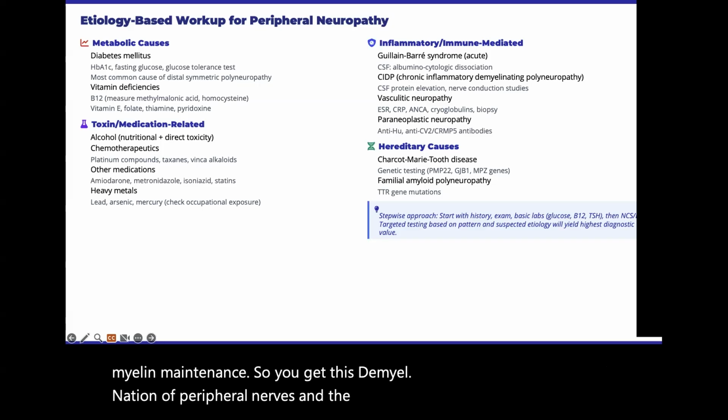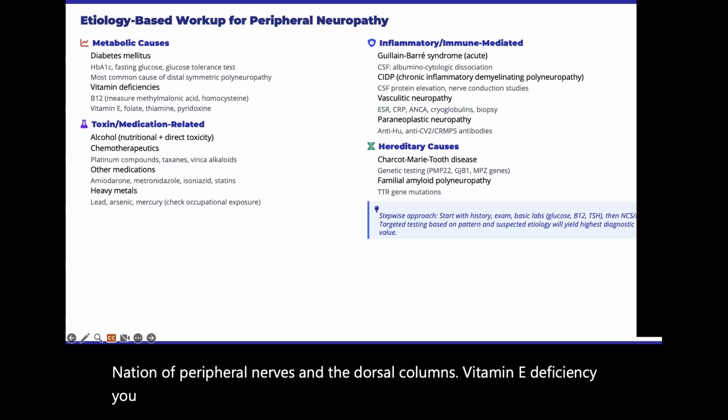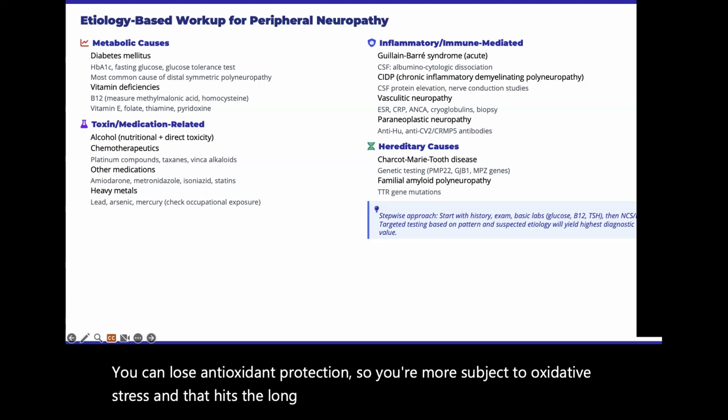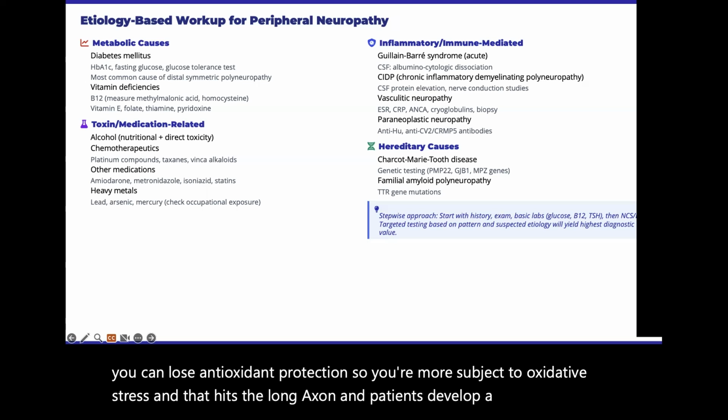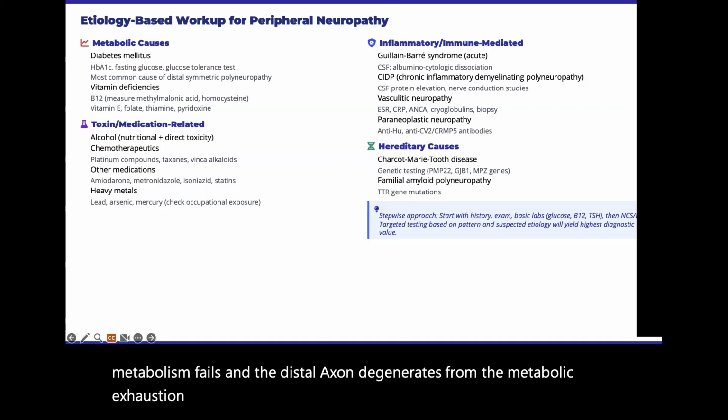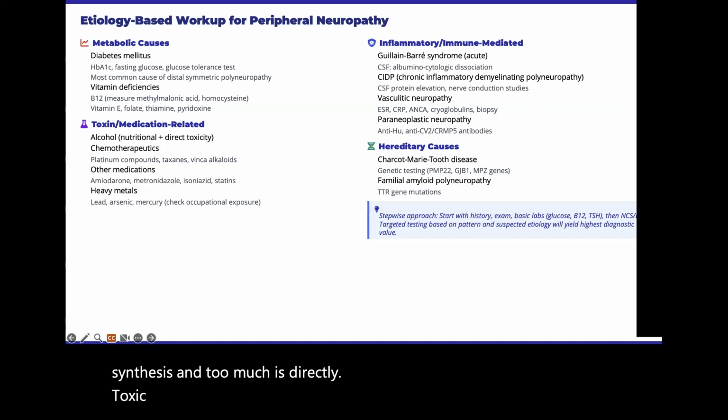Vitamin E deficiency, you can lose antioxidant protection, so you're more subject to oxidative stress, and that hits the long axon, and patients develop a sensory ataxic neuropathy. You could be folate and thiamine deficient because energy metabolism fails and the distal axon degenerates from the metabolic exhaustion. You could be B6 deficient. Too little impairs neurotransmitter synthesis, and too much is directly toxic to the sensory ganglia. So either way, you can get a sensory neuropathy.